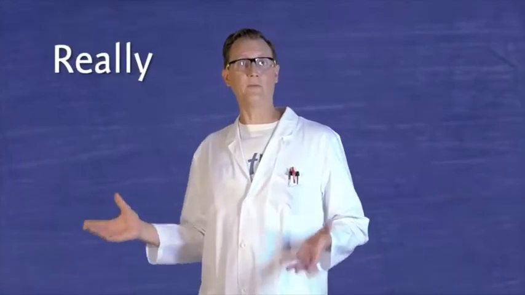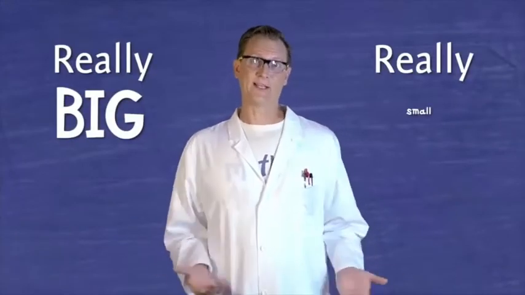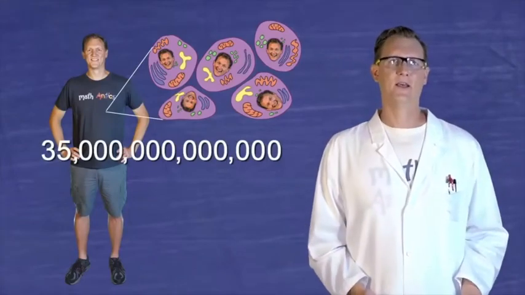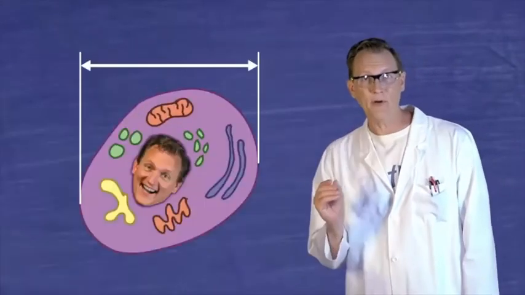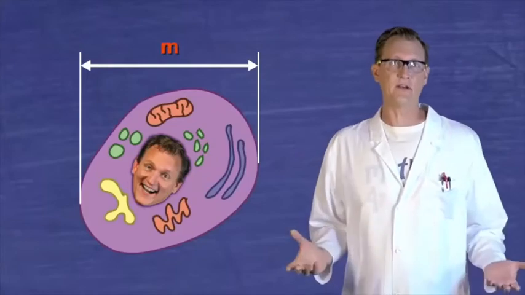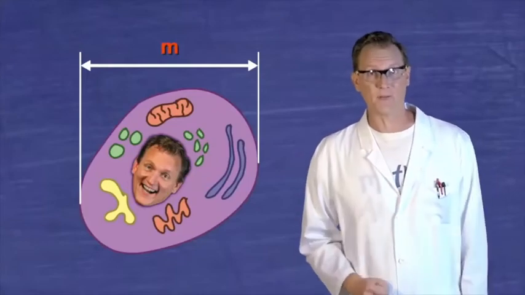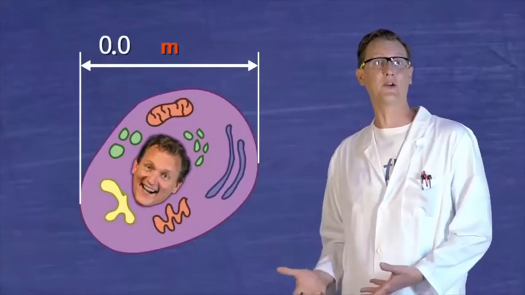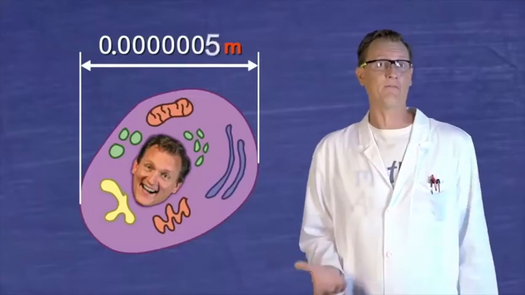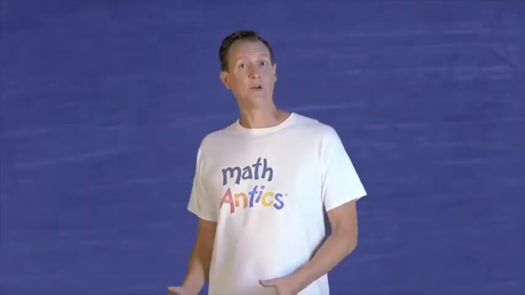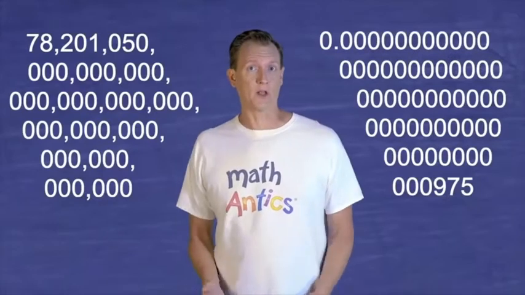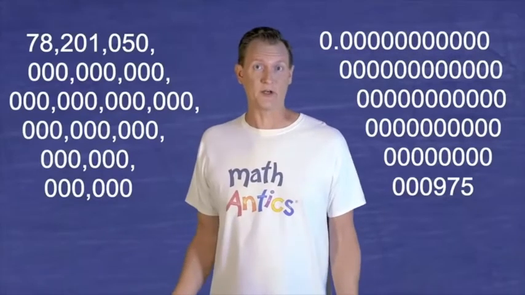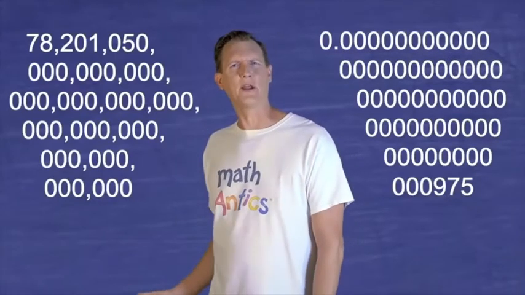Numbers can be really big or really small, right? Like, if you wanted to count up all of the cells that make up your body, it would be a really big number. Something like 35 trillion cells. But if you wanted to measure the diameter of one of those cells using meters, you'd get a really small number, something like 0.0000005 meters. Not only are really big or small numbers a lot of work to write down because of all the zeros, they're hard to quickly evaluate and compare.